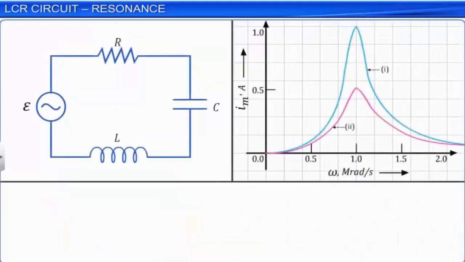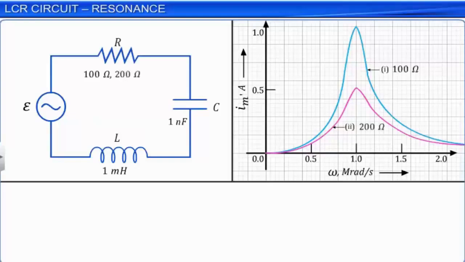Here is a sample graph for the amplitude of current Im versus angular frequency omega, plotted for the values L equal to 1 millihenry and C equal to 1 nanofarad of an LCR circuit with two different values of resistance R. The first plot is for R equal to 100 ohm, and the second one for R equal to 200 ohm. The amplitude of the source voltage Vm is taken equal to 100 volt.